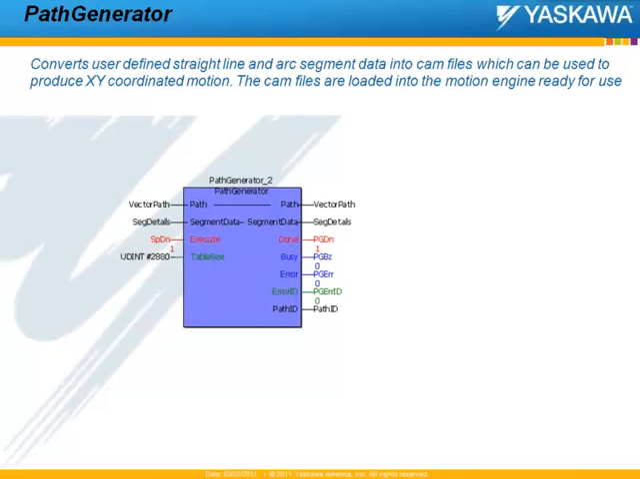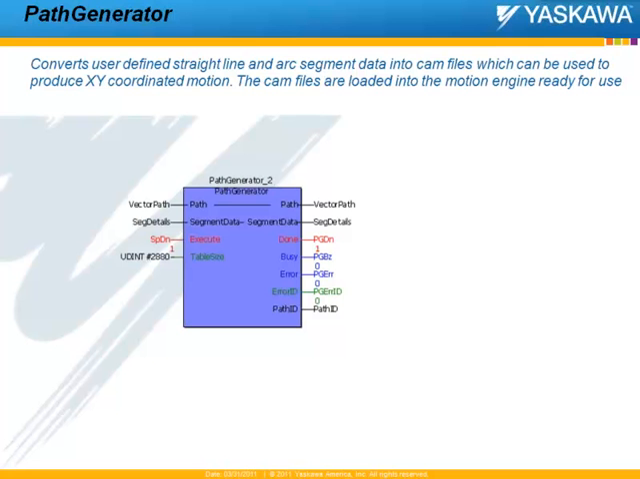It's the path generator. The path generator is used to convert user-defined data points into CAM files, which can be used to produce coordinated motion. And these CAM files are preloaded for you in the motion engine using this function block. So the CAM files will be ready to use once you define your straight line or arc segment data types.